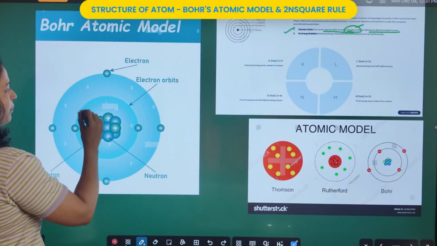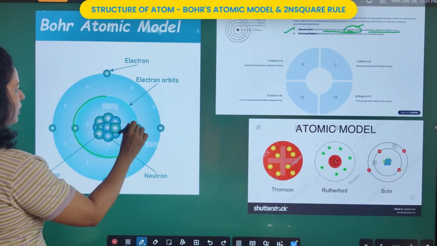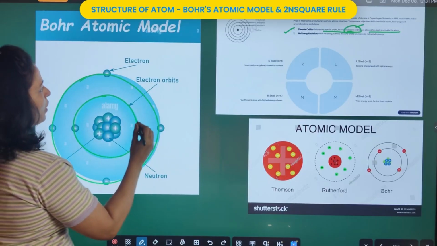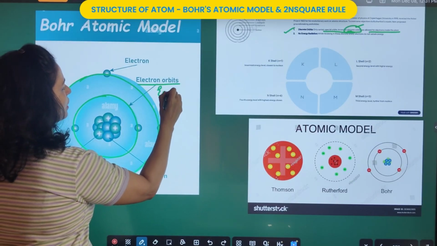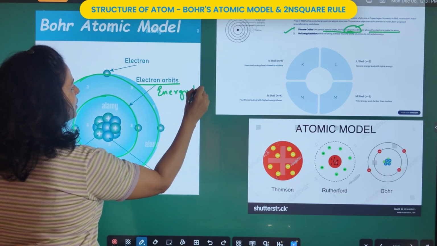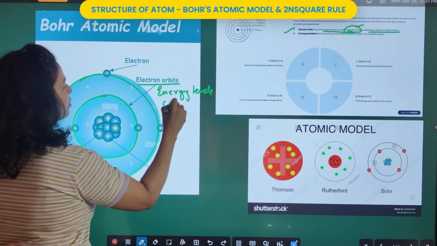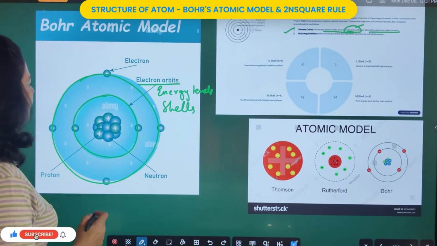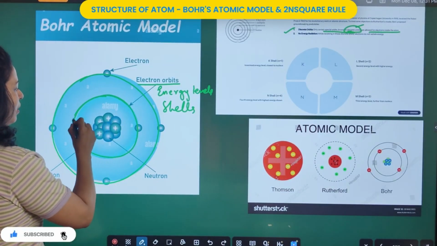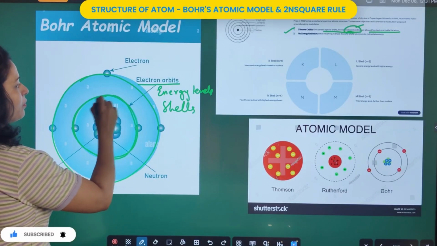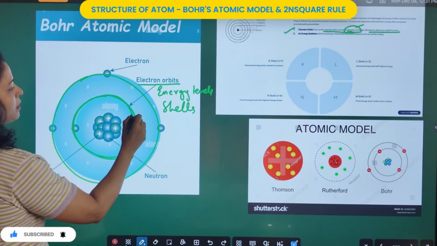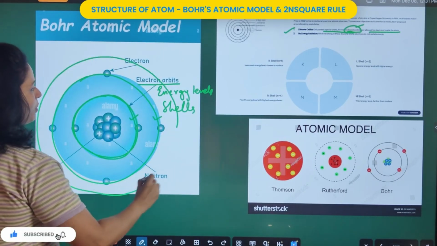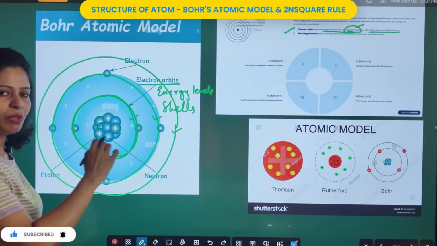Now around it, if you see, this is one orbit, and this is another orbit. These are also called energy levels, and these are also called shells. So there are different names given to it. Electrons are actually revolving on these discrete orbits only. This is the first orbit, this is the second orbit, and like that you will have a third orbit also, and so on.